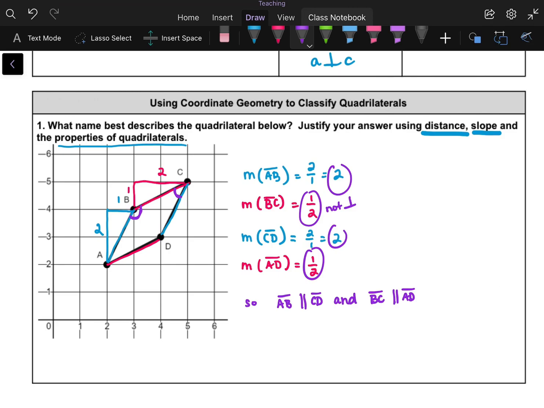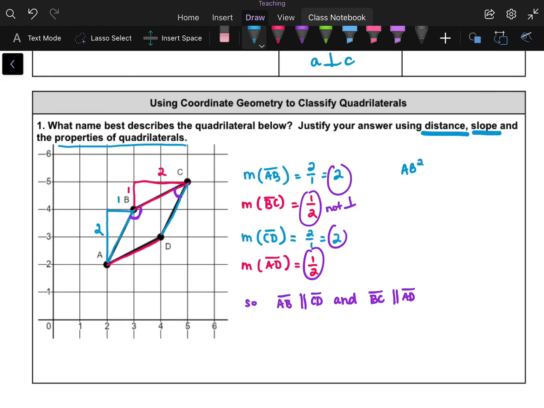Okay, but let's see, then we kind of know that this has to be either a parallelogram or a rhombus. So what we're going to do then is find the length of each of these sides to see if they're all congruent, then this is a rhombus. So let's take a look at the length of side AB.